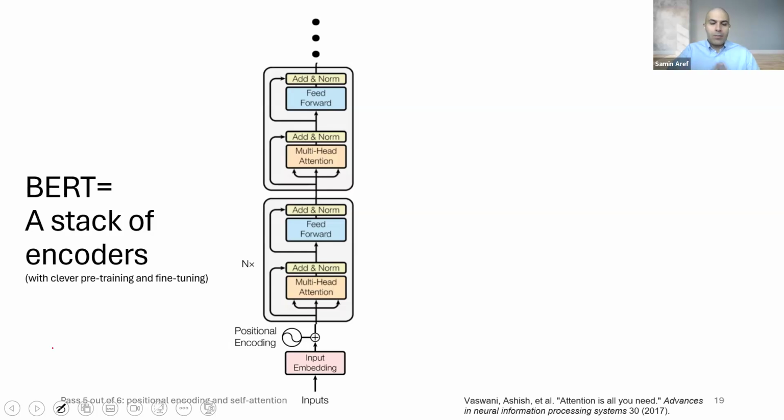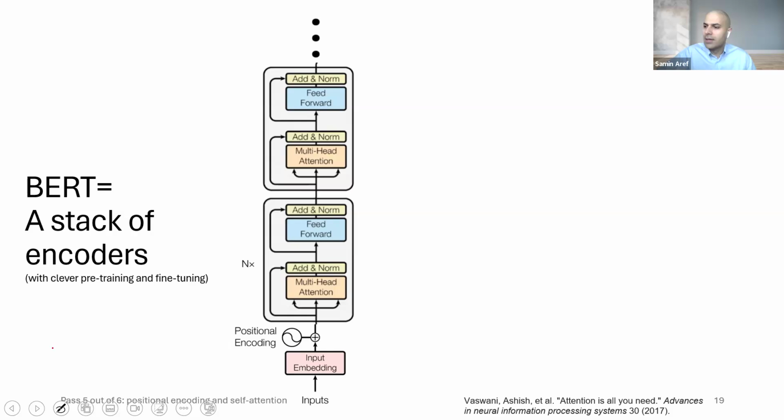So the working definition we now have for BERT is that it is a stack of encoders. Later, we're going to make this definition a bit more precise by including the subtitle that it is a stack of encoders with clever pre-training and fine-tuning. But for now, you can just imagine that BERT is a stack of encoders.